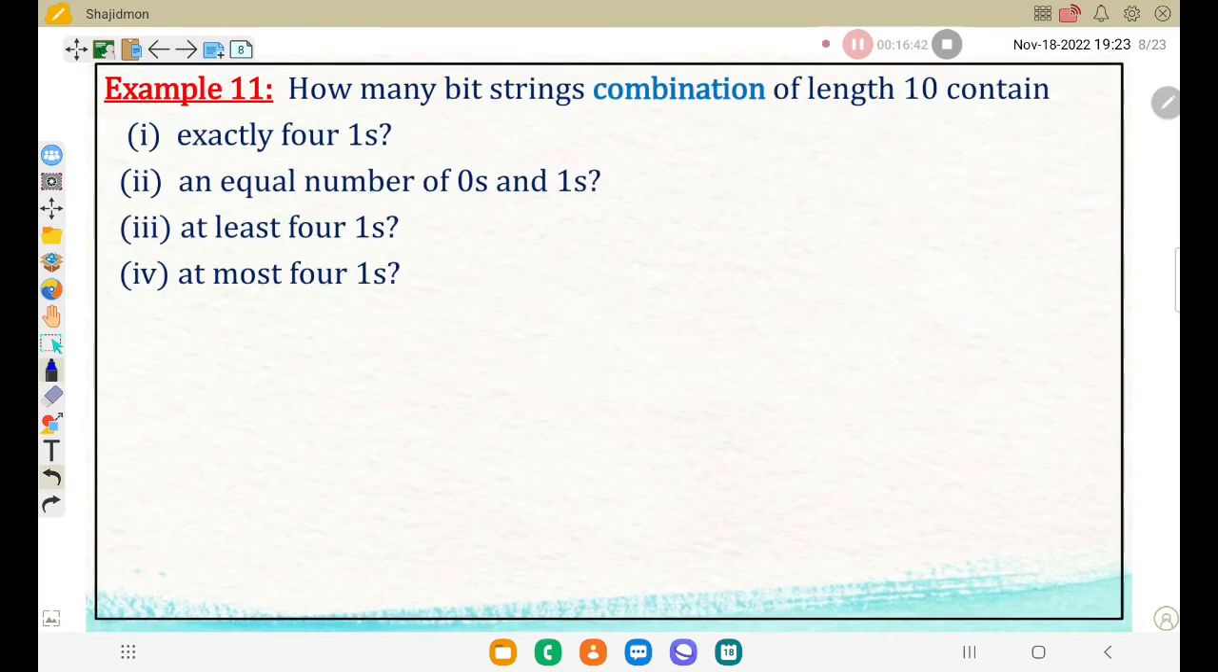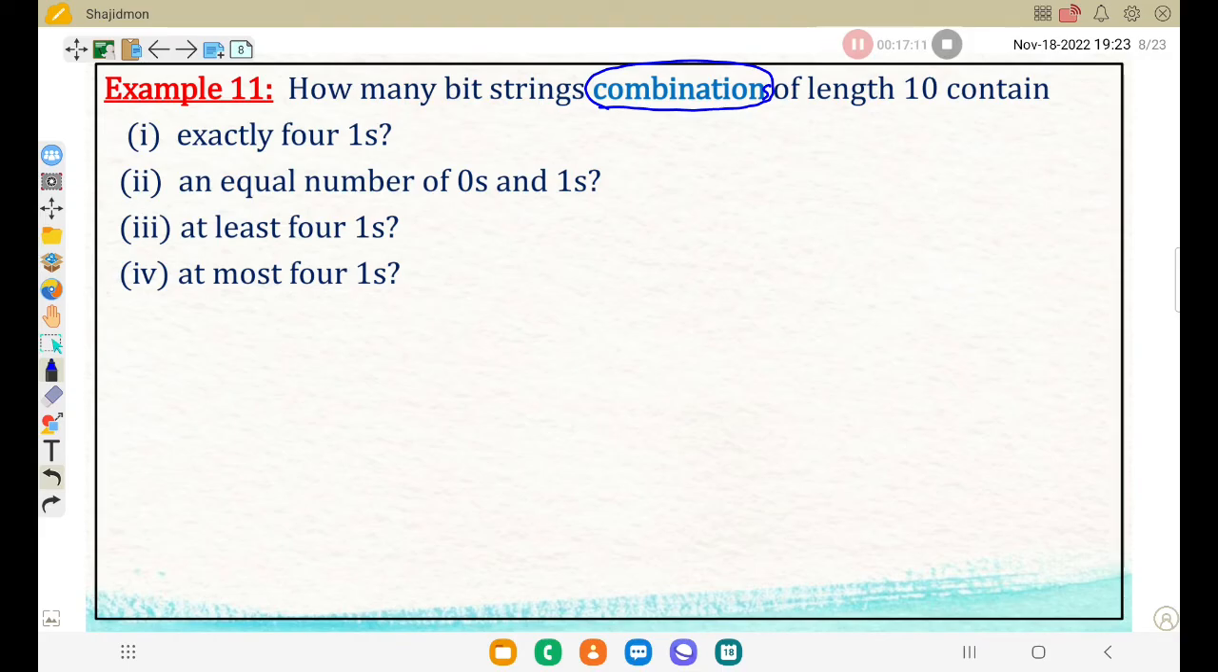Now let me go to another example. You can see: how many bit string combinations of length 10 contain exactly 4 ones, an equal number of zeros and ones, at least 4 ones, at most 4 ones? These are the questions. Now, how many bit string combinations of length 10?